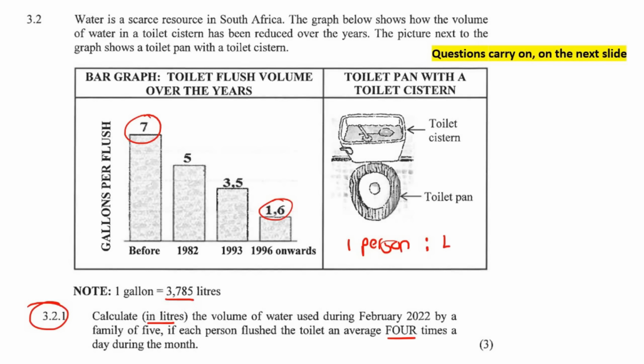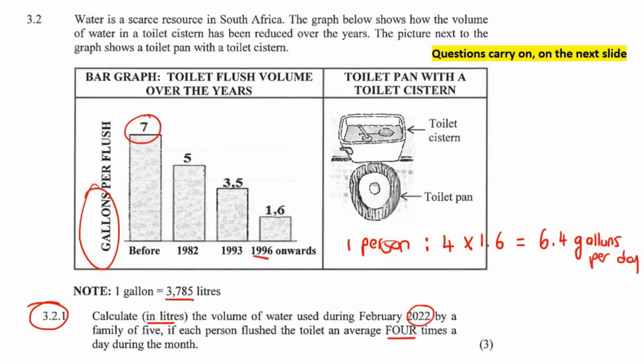So that's going to be 4 flushes, and remember that the year 2022 falls under 1996 onwards. So we're going to multiply that by 1.6, and that will be how many gallons, because remember that's still measured in gallons. So that's going to be 6.4 gallons per day. That's what one person is going to use.